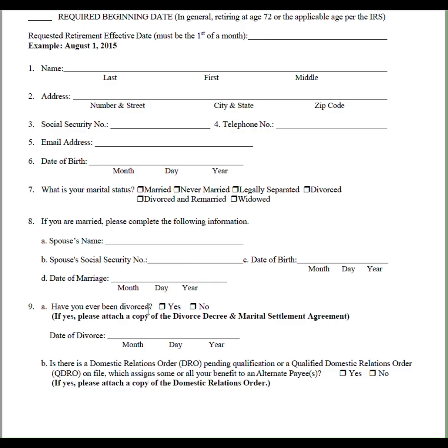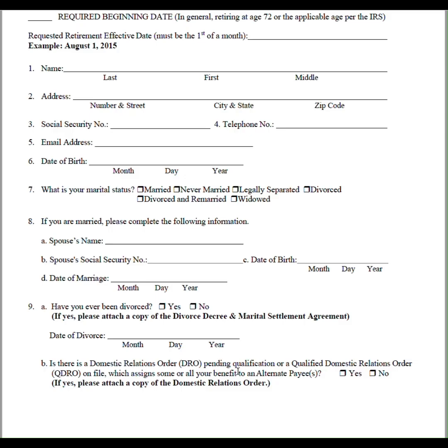If you have ever been divorced, you're going to check yes for number 9 and write the date of divorce on the line. If you have been divorced more than once, please provide all dates of divorces. Please also submit a complete copy of all divorce decrees and marital settlement agreements.